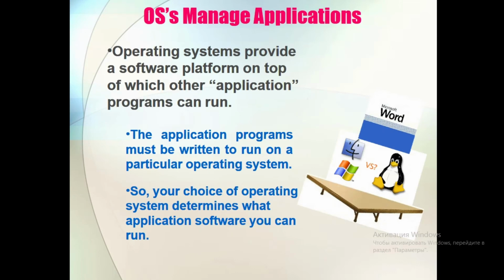Operating systems manage applications. Operating systems provide a software platform on top of which other application programs can run. The application programs must be written to run on a particular operating system, so your choice of operating system determines what application software you can run.